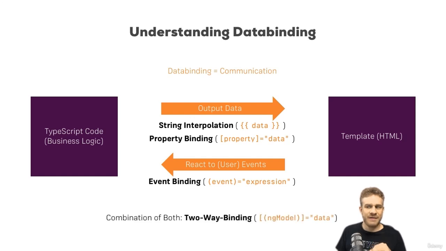And we also have one additional form of data binding where we combine both directions. Two-way data binding, where we are able to react to events and output something at the same time. Might not be super clear how this works, but that is why we will now have a detailed look at all 4 forms in the next lectures.